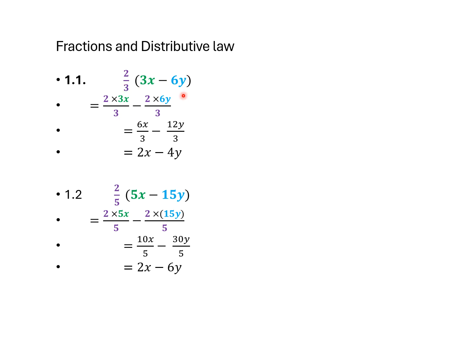Negative 6y over 1, so that would be negative times positive is negative. 2 times 6y, and then 3 times the 1 at the bottom, 3. So 2 times 3x gives me 6x over 3 minus 2 times 6y, which is 12y over 3. The denominators are the same. We can add or subtract the numerators.